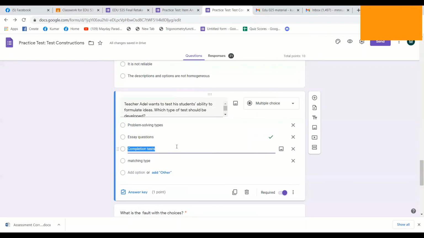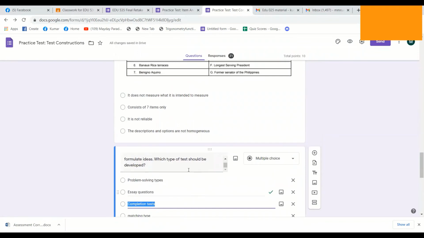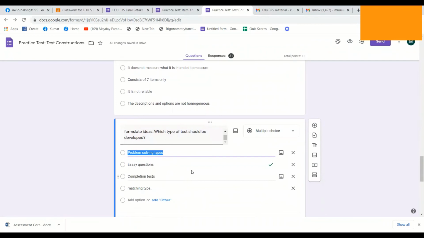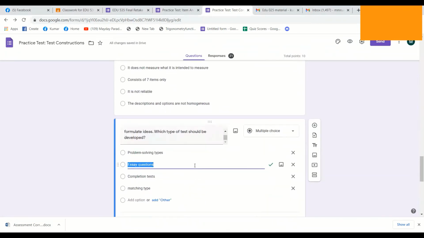So correct answer here. My best answer here. Okay. Oh, essay questions. Anyway, either problem solving or essay. So in the answer key, it's essay questions. So we will just follow with the essay. But more likely it is two.